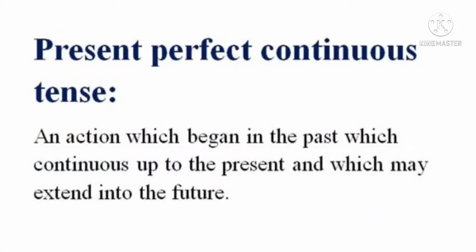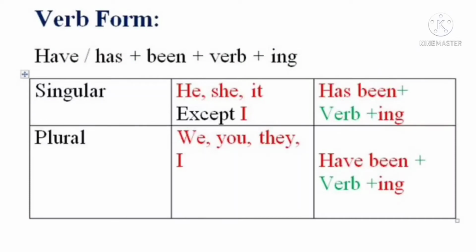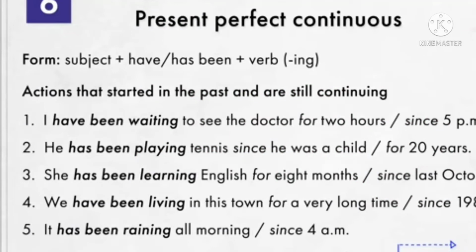The next tense is present perfect continuous tense. Present perfect continuous tense denotes an action which began in the past, which is continuous up to the present and which may extend into the future. We make present perfect continuous with the subject plus have been or has been plus verb ing. For the subject I, we, you, they, we use have been. If the subject is he, she, it, we use has been.